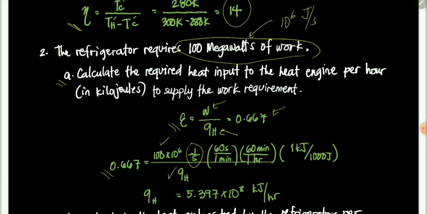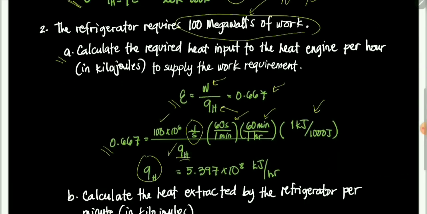Okay, so i-convert lang natin yung seconds to hour by multiplying 60 seconds per minute and 60 minutes per hour. Tapos i-convert natin yung joules to kilojoules by multiplying 1 kilojoule over 1,000 joules. So makukuha natin sa QH, since siya lang yung unknown dyan, 5.397 times 10 to the 8 kilojoules per hour.